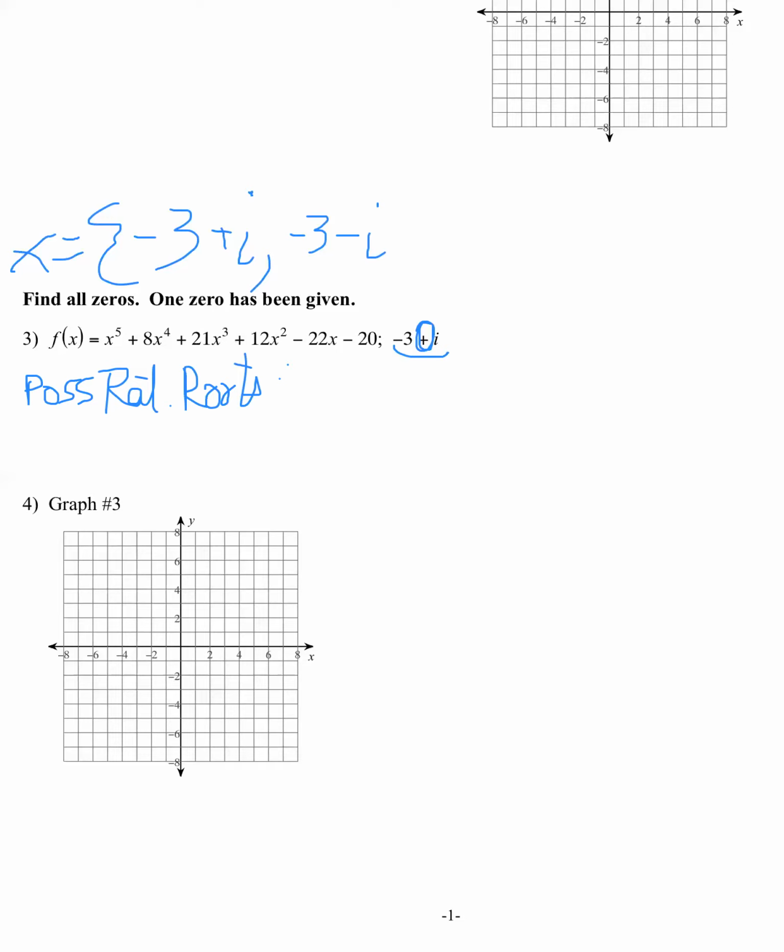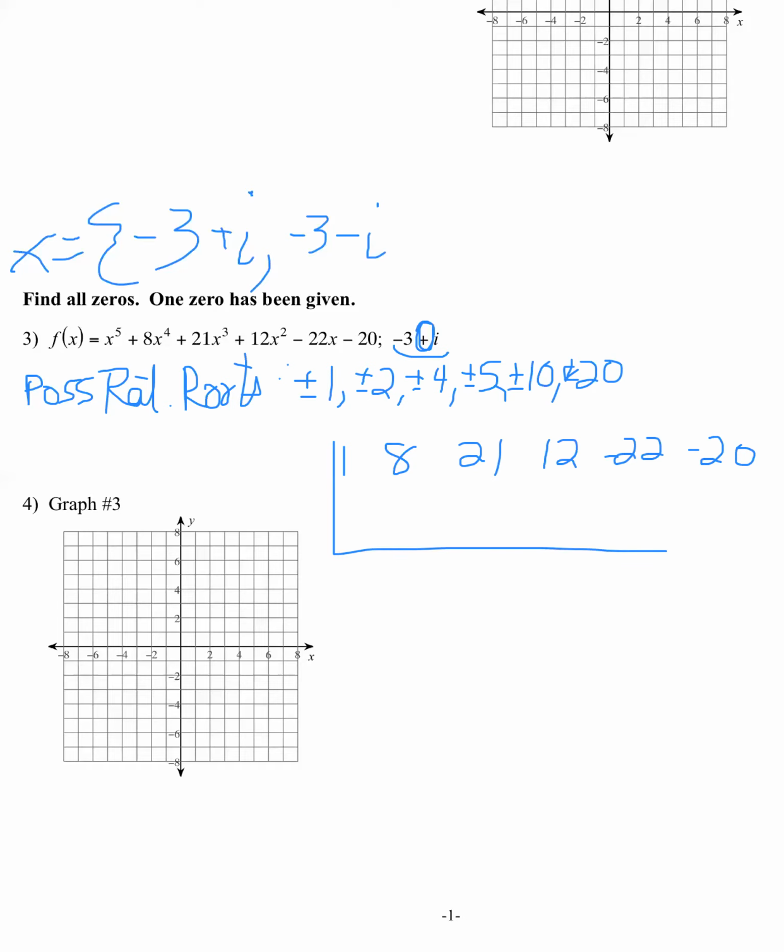So remember, that's going to be positive and negative factors of this divided by factors of this. And since my lead coefficient is just 1, it really just turns into the positive and negative factors of 20. So positive and negative 1, 2, 4, 5, 10, and 20. Okay, so those are all the ones that could possibly go in. I'm just going to start off with 1 and see what happens. So let's drop down my coefficients. 1, 8, 21, 12, -22, -20. Okay, let's pop in a 1.